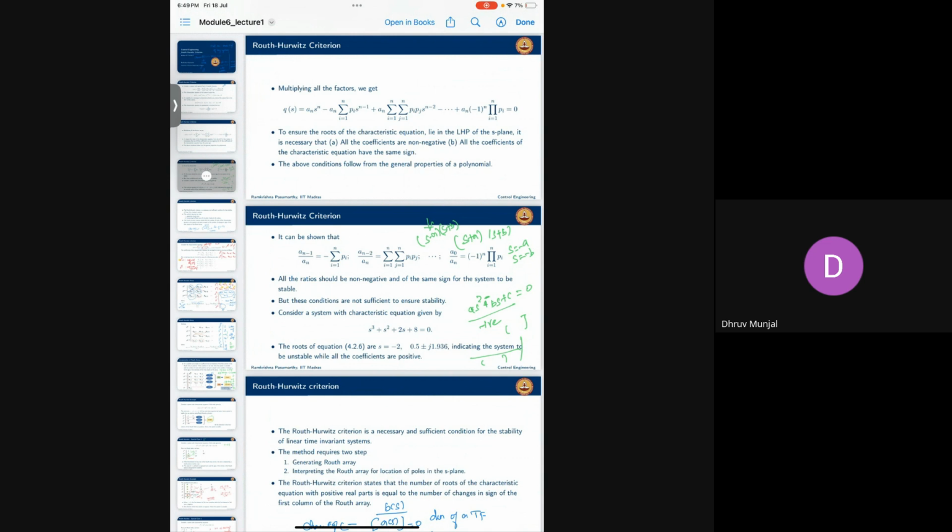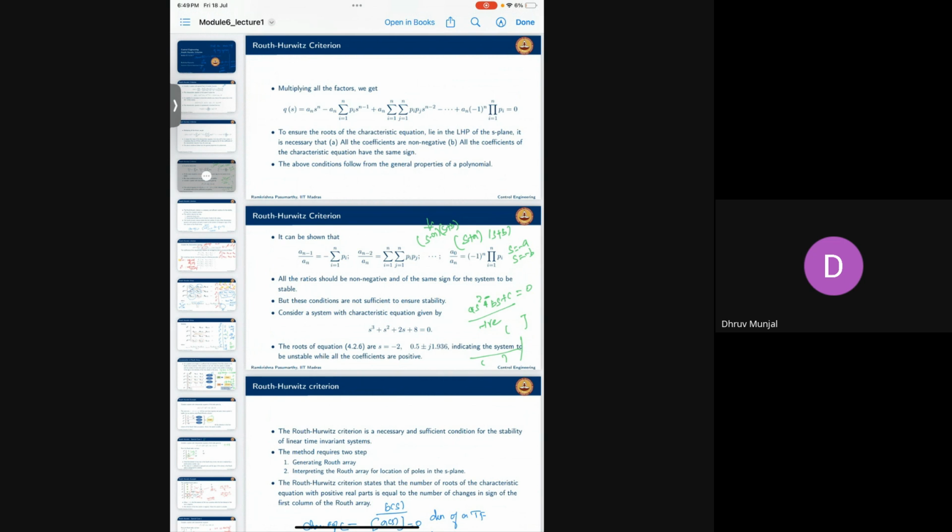What ratio? It can be shown that in the first part, all the ratios should be non-negative. Why are you finding these ratios? The roots of the characteristic equation lie in the left half if necessarily all the coefficients are non-negative, have the same sign. General properties, right? But these conditions are not sufficient. The roots of the equation can be unstable while all the coefficients are positive.